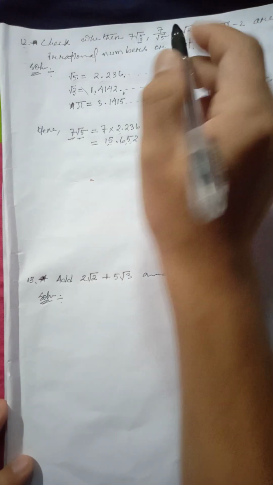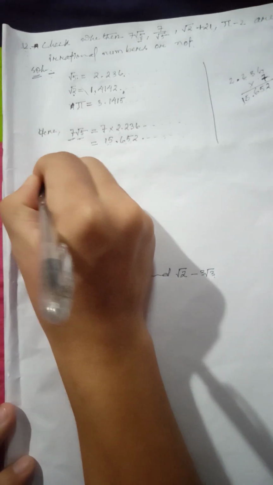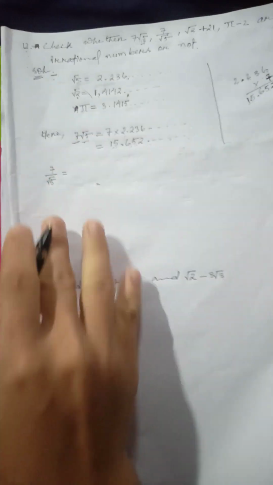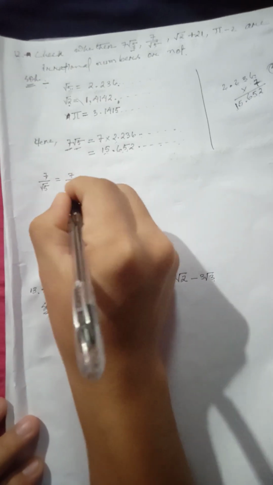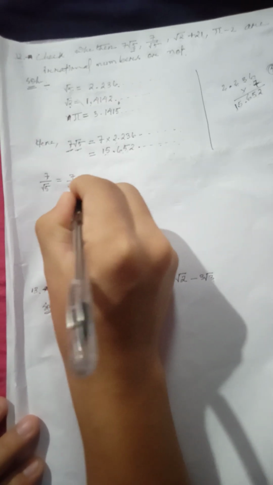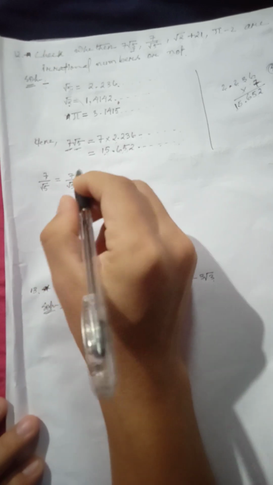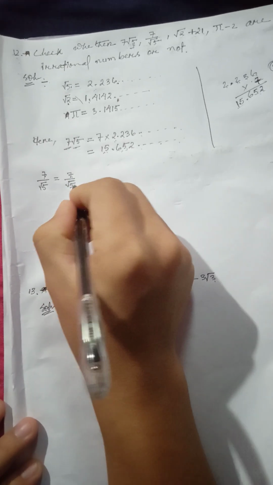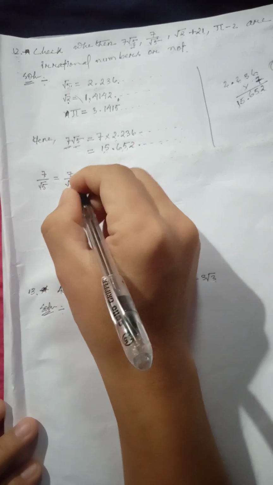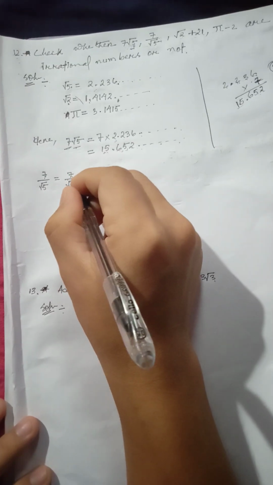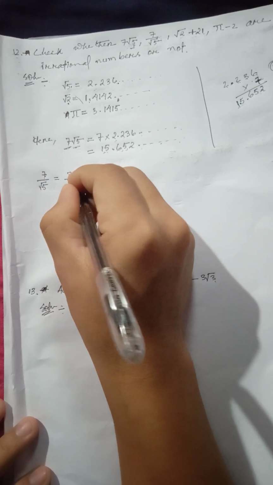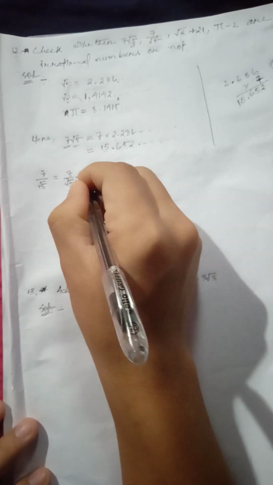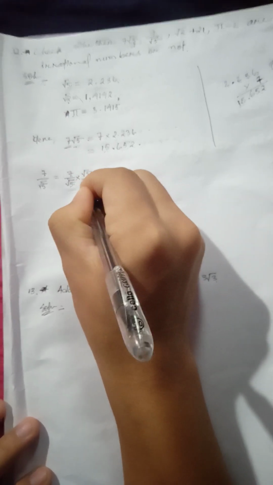Then let us proceed to this, that is 7 by root 5. Okay, so here how to proceed with this problem. Firstly, here we are given some real number. Here it is a real number as well, but this is rational and this is irrational. So if you find this kind of problem, or some real number written like this, then you will have to multiply by root 5 by root 5.